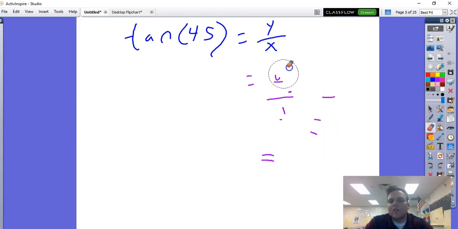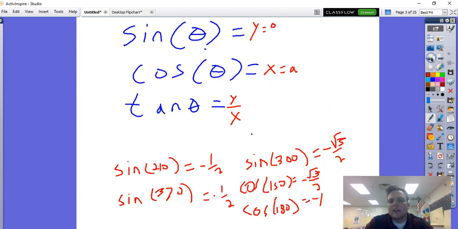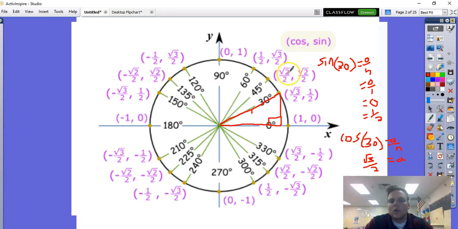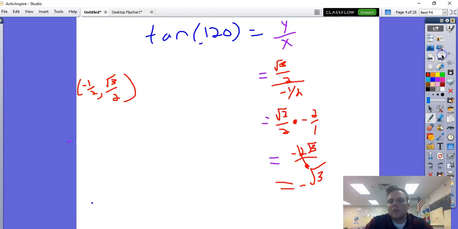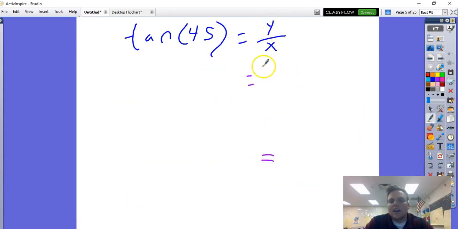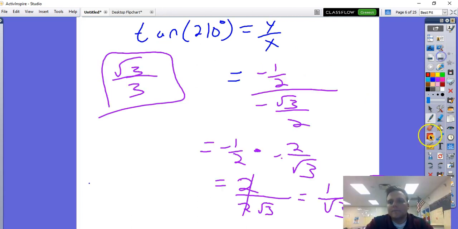In this one, I say tangent of 45. Well, it's tangent, so I need to know what the y and x are. Square root of 2 over 2, square root of 2 over 2. So I can say square root of 2 over 2, that's what y was at 45 degrees, divided by square root of 2 divided by 2. If you have something divided by itself, what is that equal to? Just 1. So tangent of 45 is just 1.